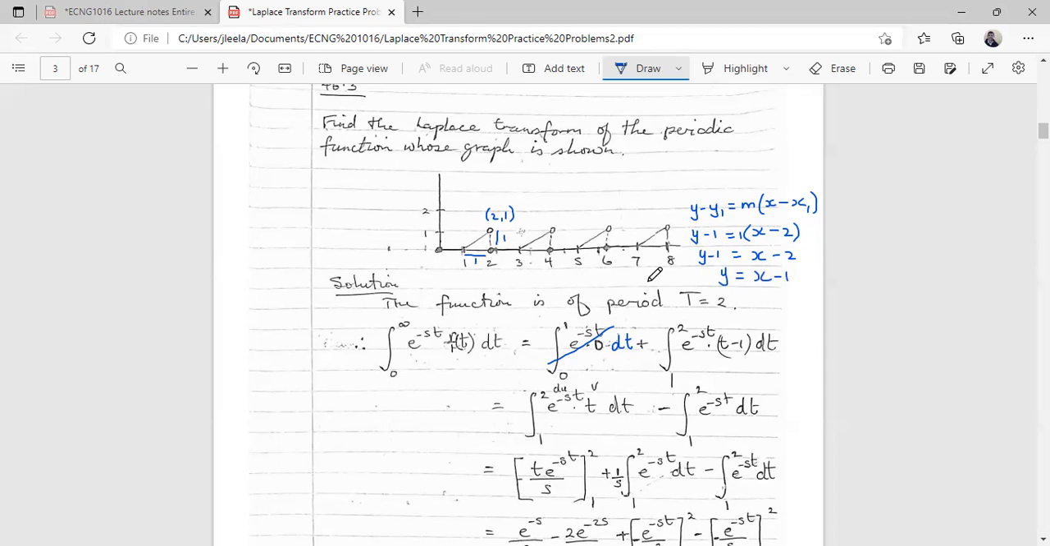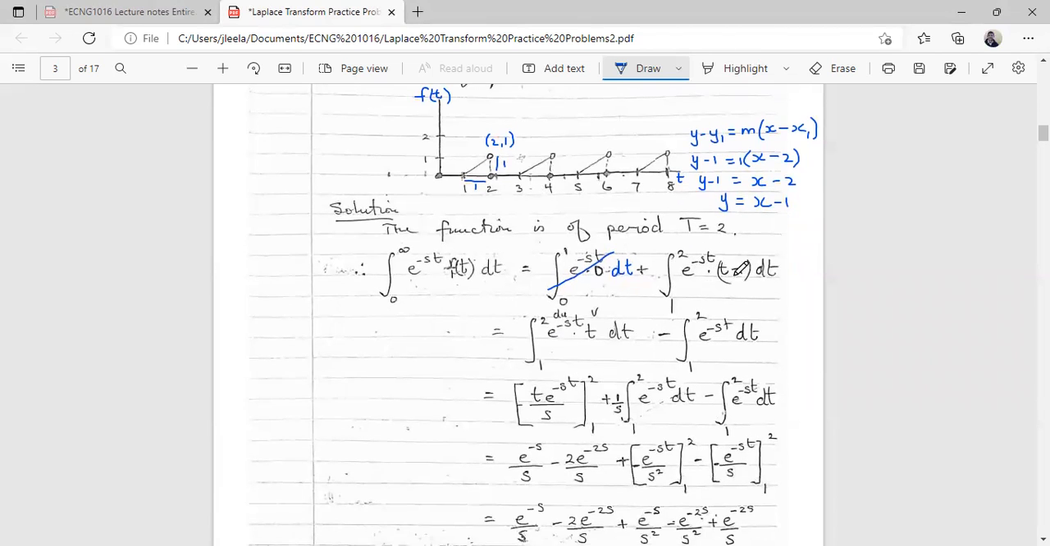Now remember, our function here is a function of t. So your y-axis is actually your f(t) axis, and your x-axis is your t-axis, which means you'll just change x to t. That is why you get t minus 1 here. So this is a nice, easy way to figure out how the function is defined within certain regions. You understand? So this is t minus 1, and this is what we'll have to evaluate.